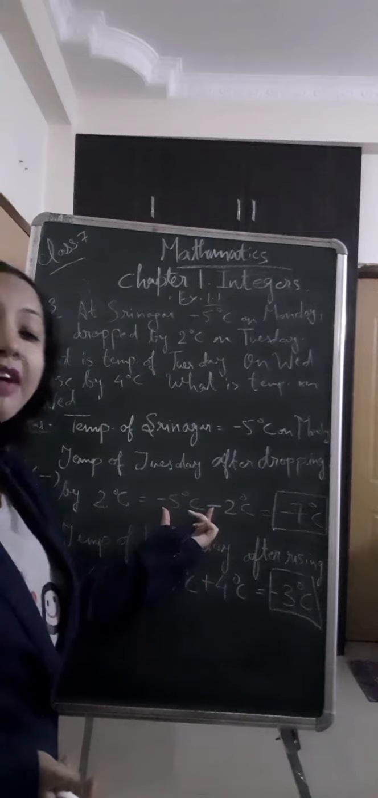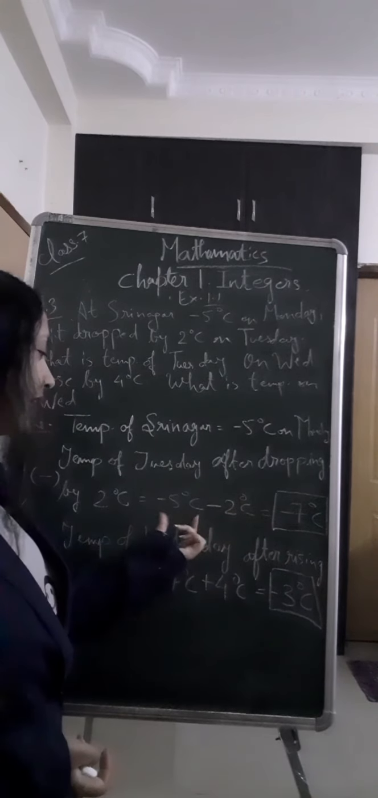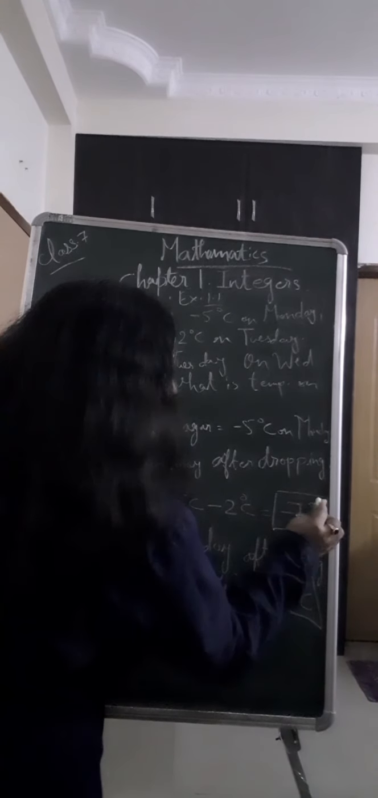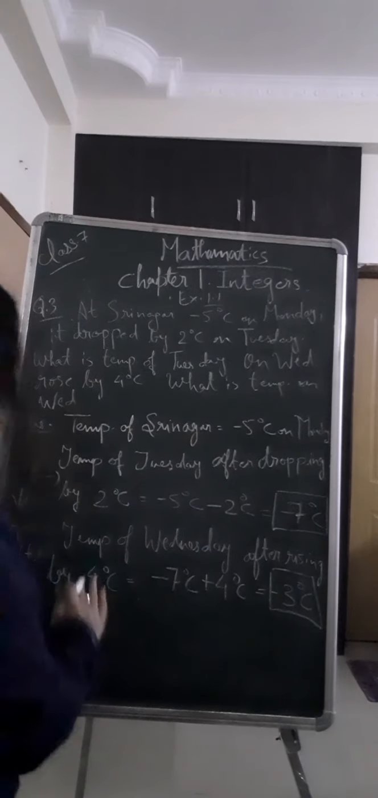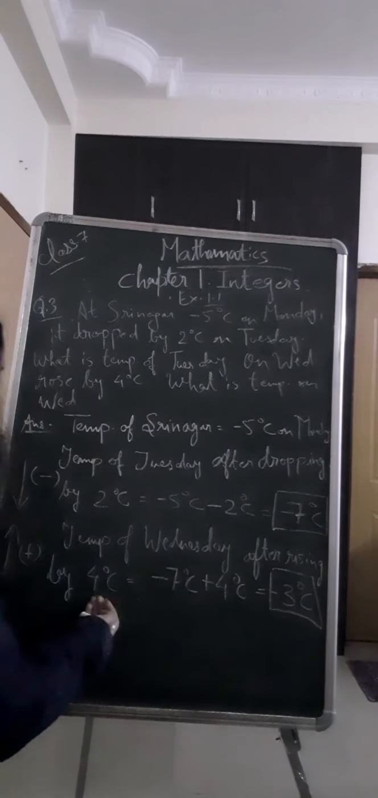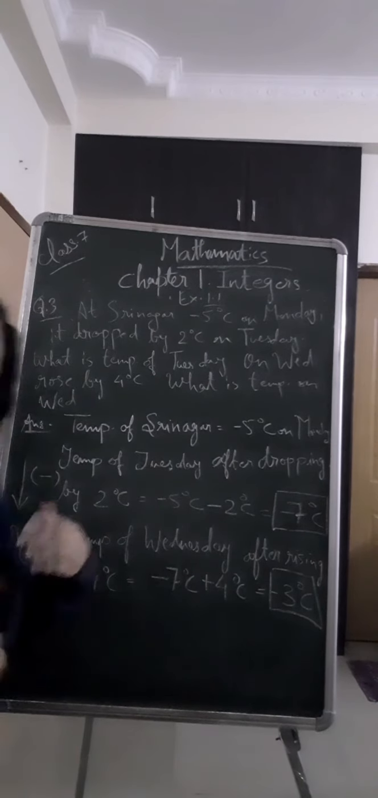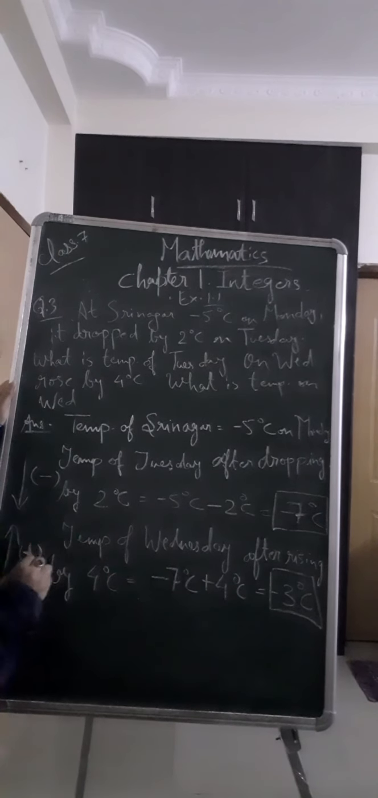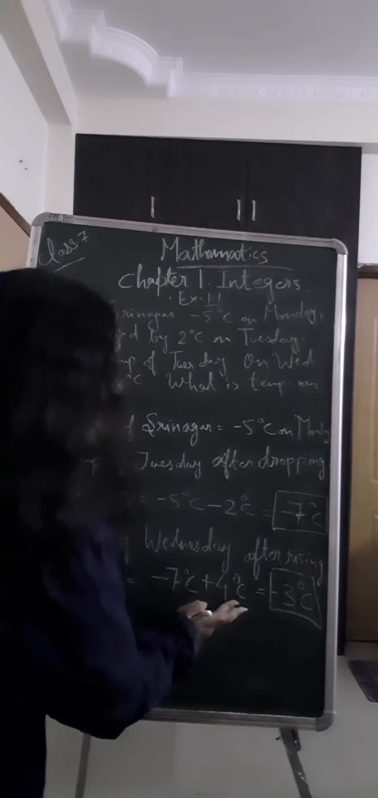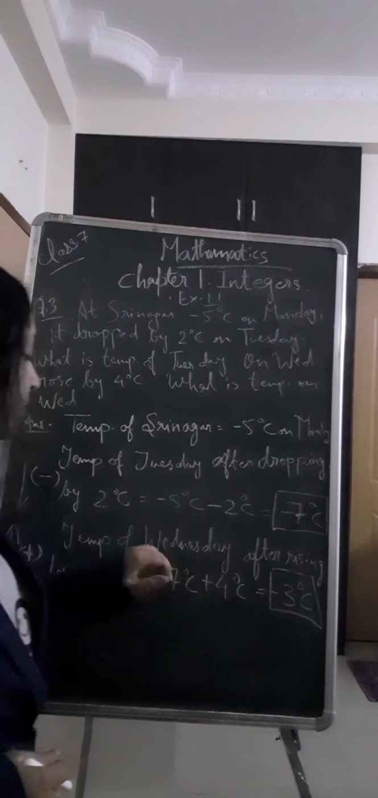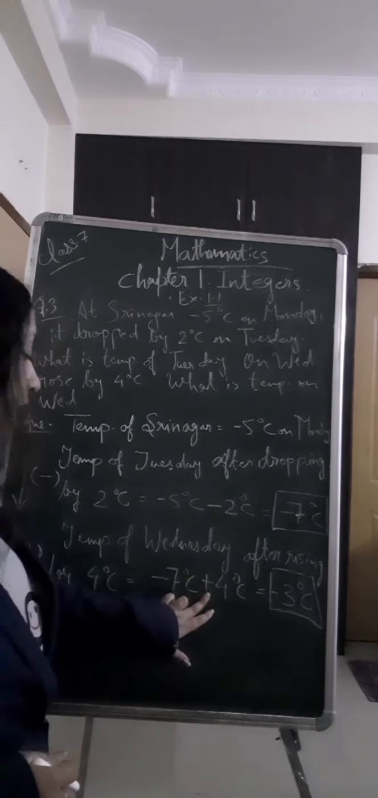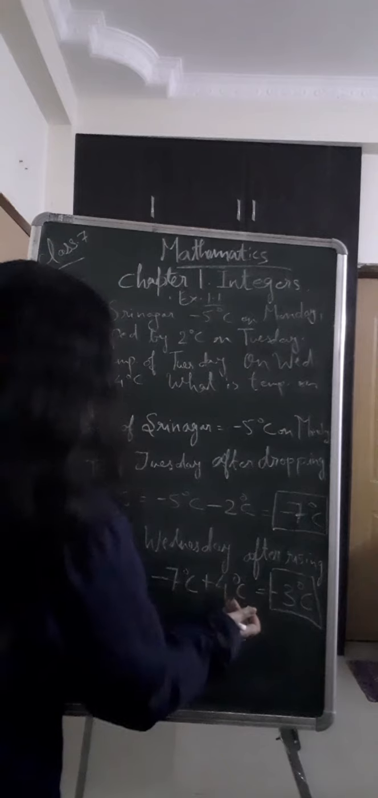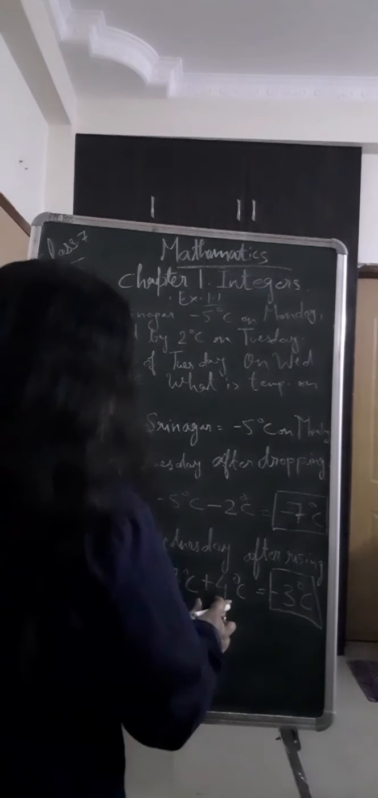Since both the integers have minus signs, we have to add these two and the answer will carry a minus sign. Okay, so on Tuesday the temperature becomes minus 7 degrees Celsius. Now on Wednesday the temperature rose by 4 degrees Celsius. When the temperature rises, we represent that integer using the positive sign. So minus 7 degrees Celsius plus 4 degrees Celsius. Here one operation sign is negative and one is positive, so we will have to subtract these two. Now 7 minus 4 gives us 3.